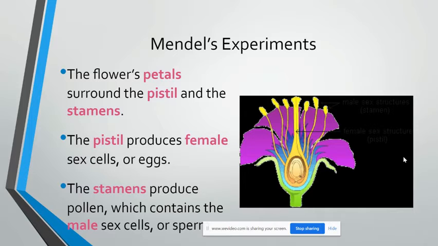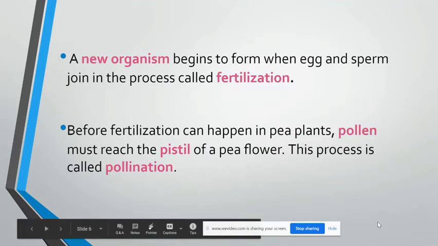So, with Mendel's experiments, he looked at flowers and their different components. The flower's petals surround the different components of the flower, which are the pistil and the stamens. The pistil is what produces the female sex cells or the eggs, and the stamen is what produces pollen, which contains male sex cells or the sperm. And that helps the plants then self pollinate and continue to grow.